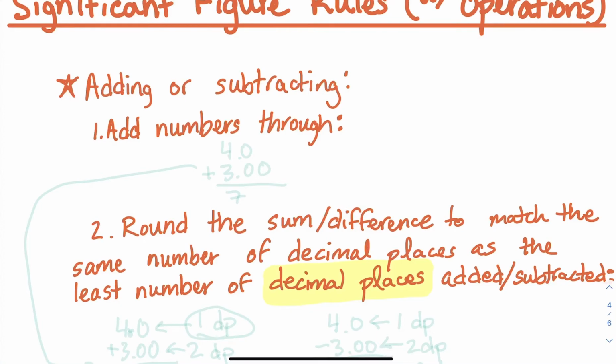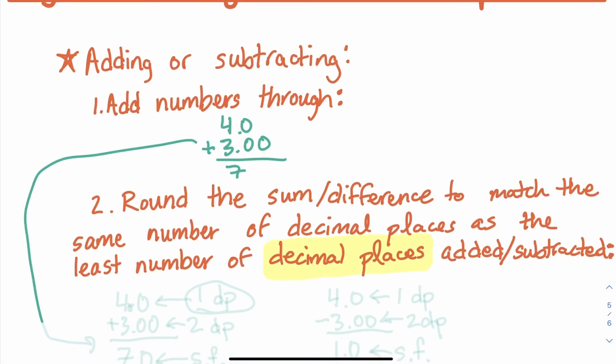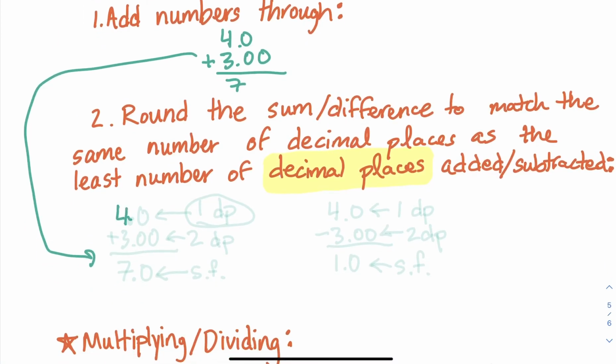So the first thing we want to do is find our problem and add the numbers through. In this case, 4 plus 3 is 7. Now we want to round the sum or difference to match the same number of decimal places as the least number of decimal places added or subtracted. So let's bring this problem down and realize that that's 4.0 plus 3.00.